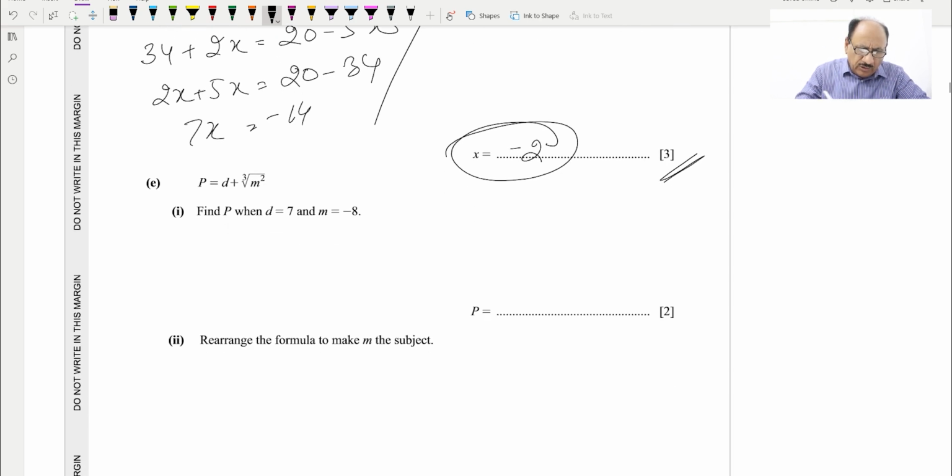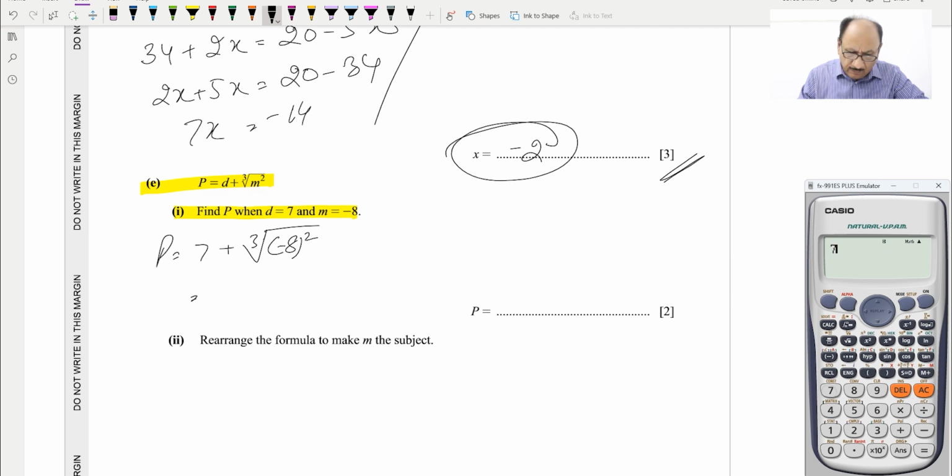Hopefully it's clear. Now part E says this is the equation given, and then they are saying d is equal to 7, m is equal to minus 8, and we need to find the value of p. So what we can do, we can replace the values. So p is equal to d, which is 7, plus cube root of m square, so minus 8 squared, and we can type in calculator, and we will get 7 plus cube root of brackets minus 8, and this will be squared, and this will give us 3.